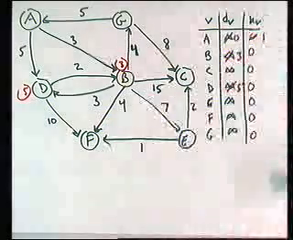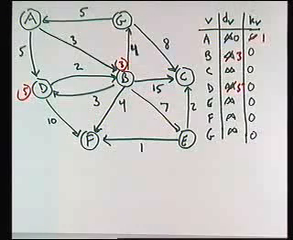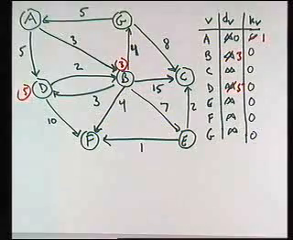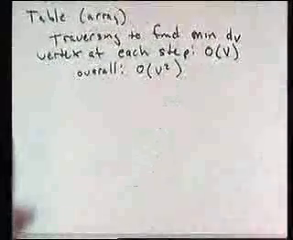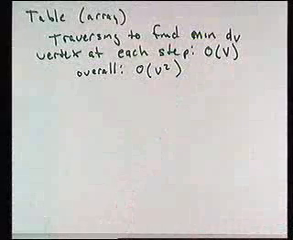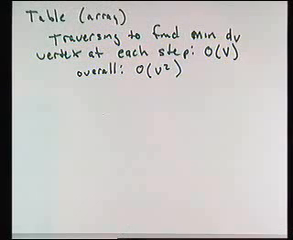Anyway, we had to do this pass, picking one vertex each time. In total, we did 7 different passes. And if each pass takes order V time, and we do V passes total, then the total time we spend traversing and searching this table is going to be V squared. And so overall, we spend V squared time searching this table.